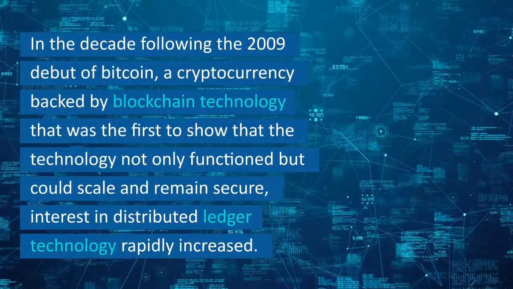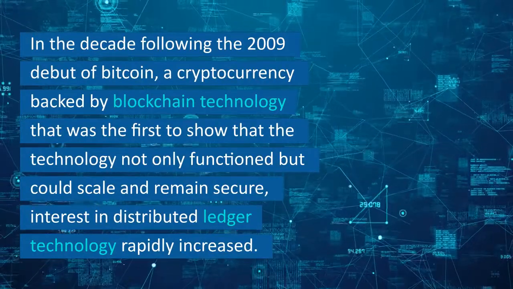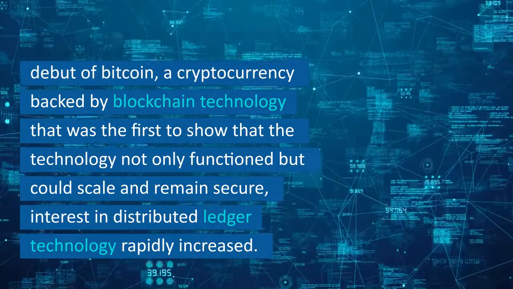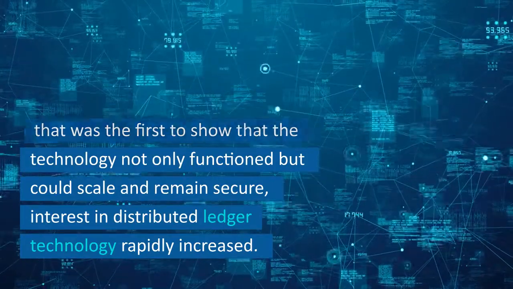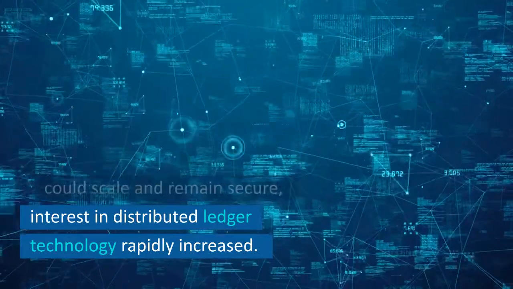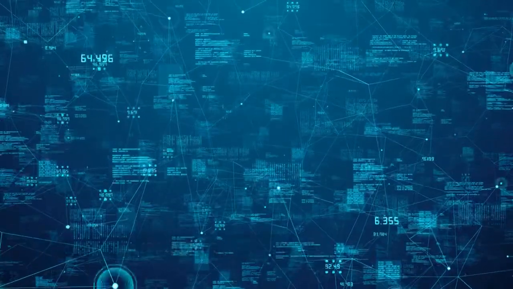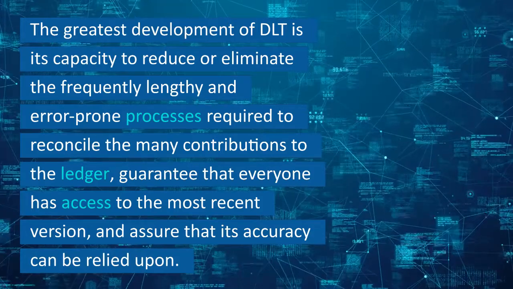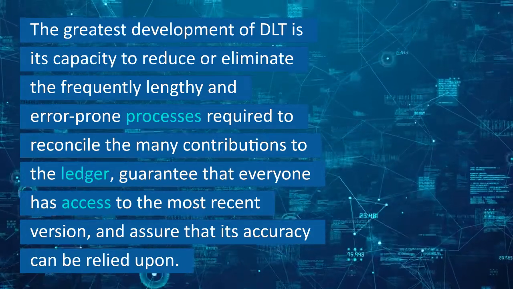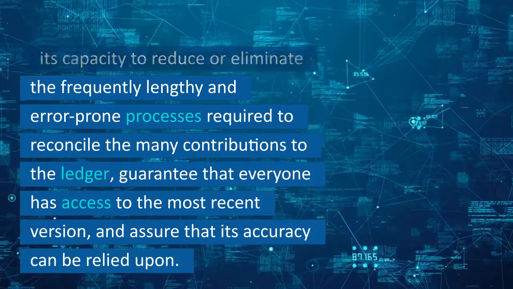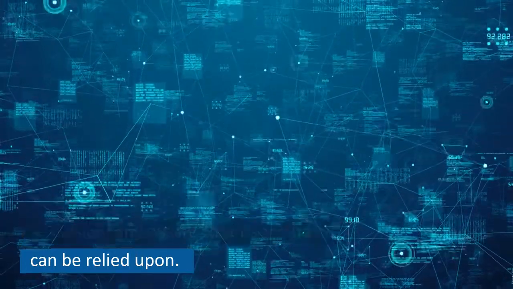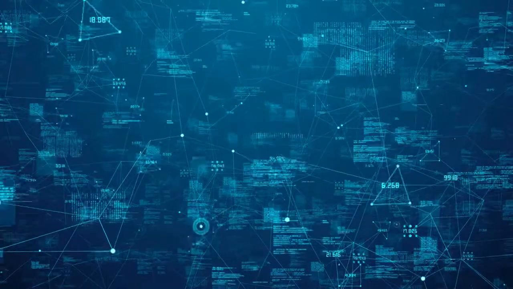In the decade following the 2009 debut of Bitcoin, a cryptocurrency backed by blockchain technology that was the first to show that the technology not only functioned but could scale and remain secure, interest in distributed ledger technology rapidly increased. The greatest development of DLT is its capacity to reduce or eliminate the frequently lengthy and error-prone processes required to reconcile the many contributions to the ledger, guarantee that everyone has access to the most recent version, and assure that its accuracy can be relied upon.